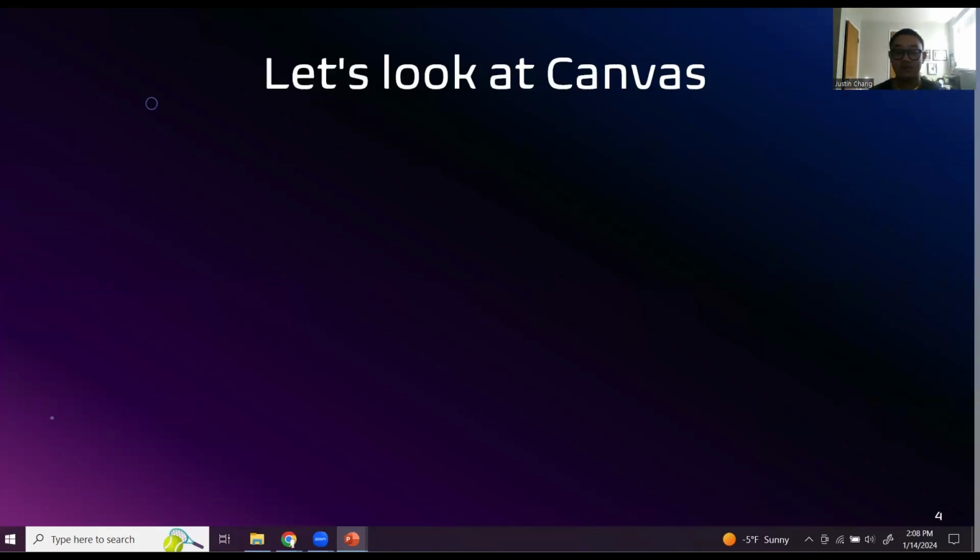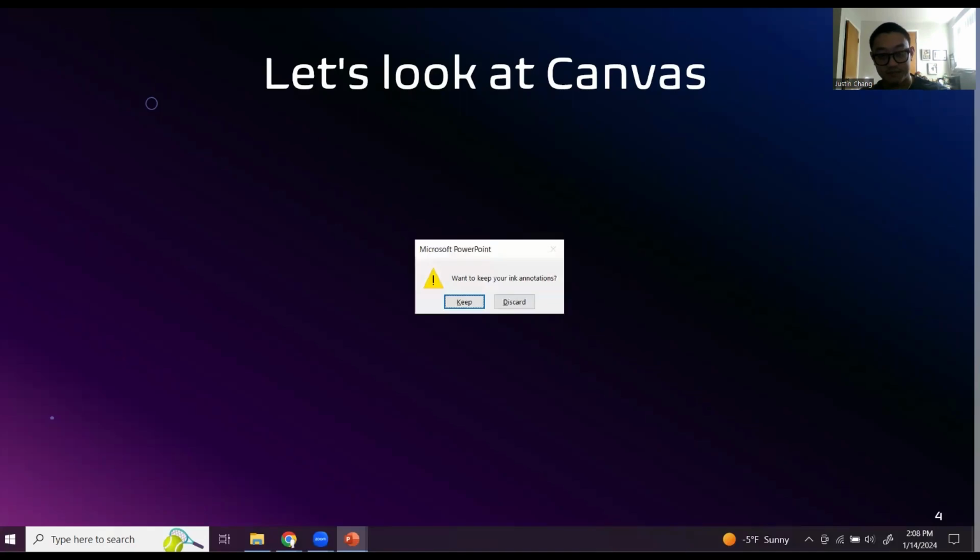So now what I want to do is transition over to Canvas and see exactly how we're going to navigate that, what's going on with it, and what the flow of a typical week is going to look like.